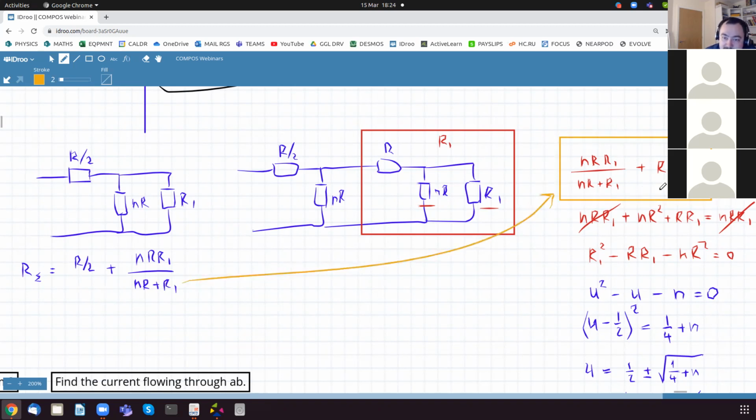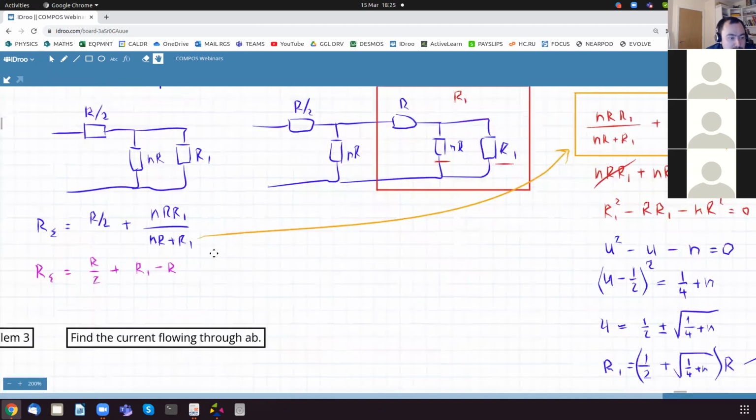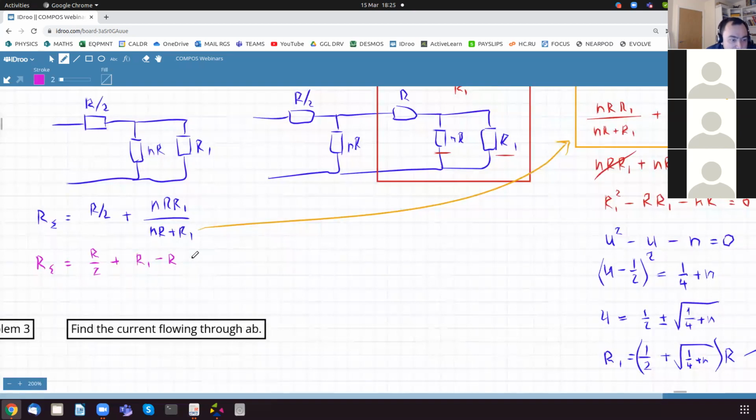I notice that this is here, so it's R1 minus R. So I have R sigma is equal to R over 2 plus R1 minus R. Okay, so in other words, it's minus, so it's going to be R1 minus R over 2.